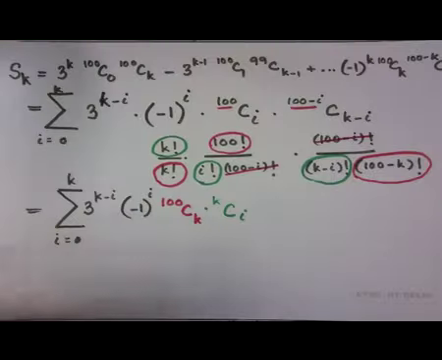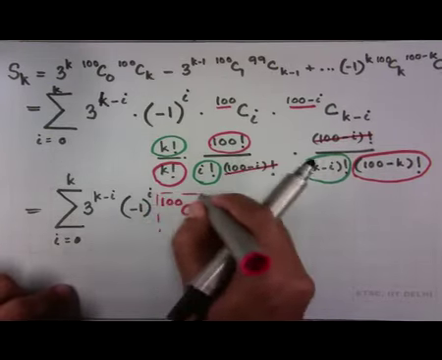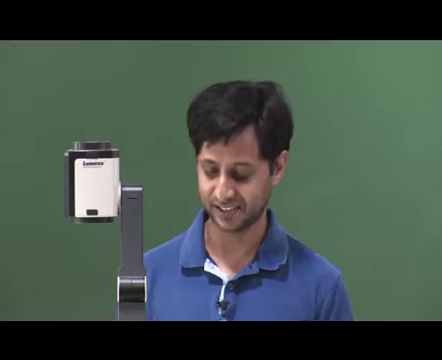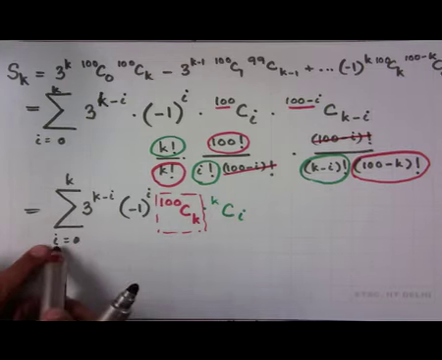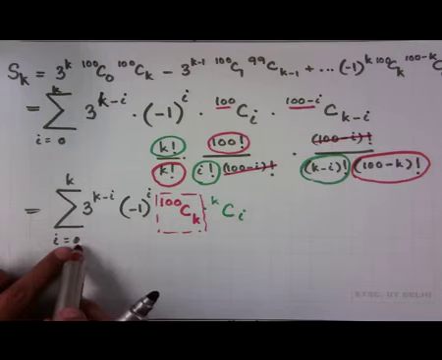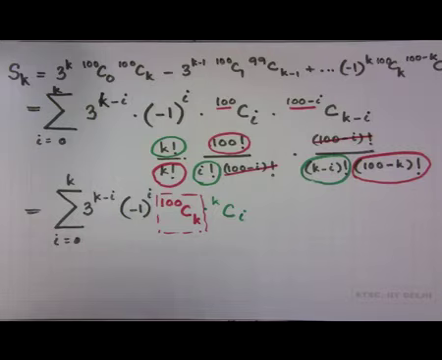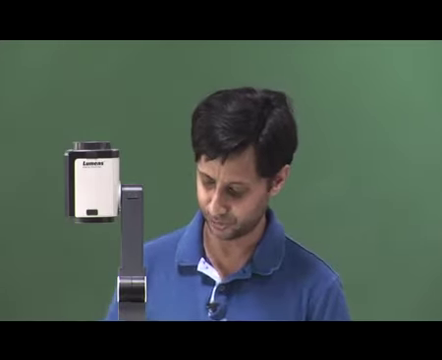Look at this 100 C k. This 100 C k is a constant as far as this summation is concerned, because in this summation i is changing. So, when i is equal to 0, i equal to 1, i equal to 2, 100 C k remains exactly what it is, because k is a fixed number. Okay. So, therefore, you can take it outside the summation.